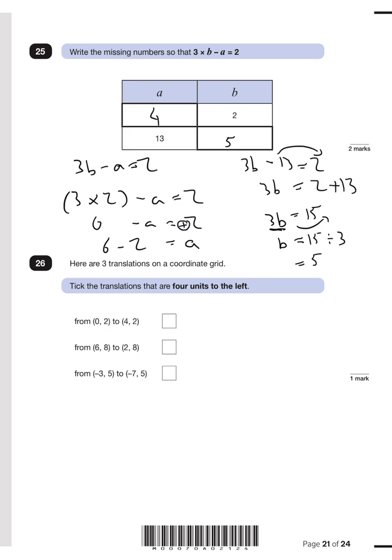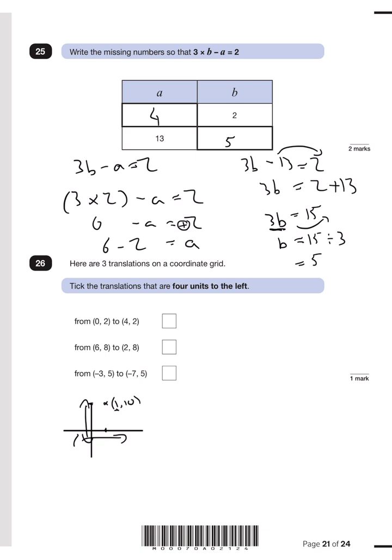Number 26. Here are 3 translations on a coordinate grid. Take the translations that are 4 units to the left. If we're moving to the left, that's looking at the first coordinate, because if we've got a coordinate here, for example, and let's say that is 1, 10, the 1 would represent the number here, and the 10 would represent the number here. So the 10 is to do with going up and down, and the first number is to do with going right and left.